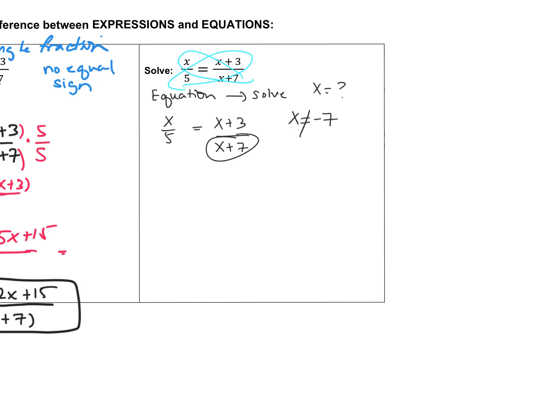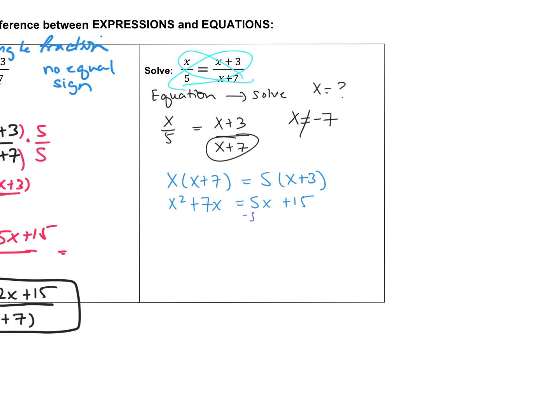So now with this one, because they're two equal fractions, I get to do that cross product. So this is going to be x times x plus 7 on one side, and then 5 times x plus 3. Notice no more fractions. Now just solve for x. So I have x squared plus 7x equals 5x plus 15. Now, since it's a quadratic, we're going to have to move everything to one side to set it equal to 0.